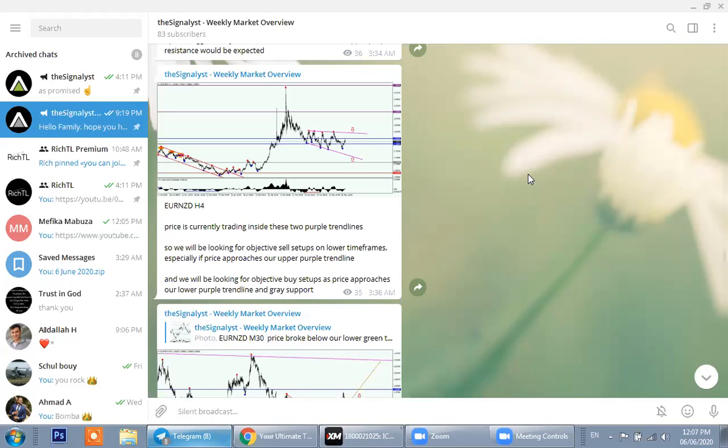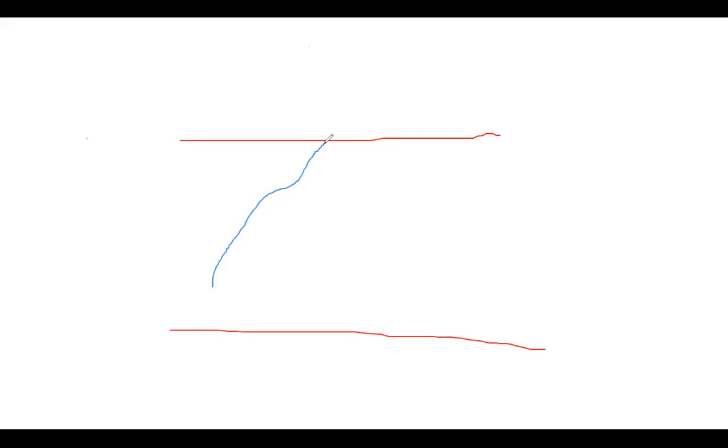Yes, great, I got your question now. Let me give you an example. Here's our whiteboard. If we had a support around here and a resistance and support around here, as price approaches our upper resistance, we'll be looking for objective sell setups, and here we'll be looking for objective buy setups. So your question is, if price already rejected our resistance and here formed an objective setup, do we enter a sell, or is it better to wait for price to form an objective setup around our resistance?